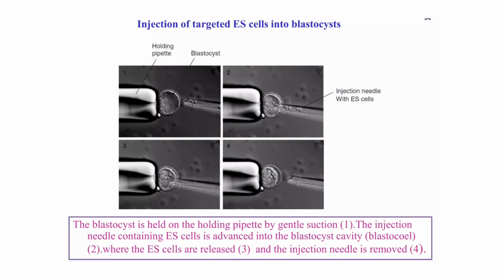This is how the modified embryonic stem cells are injected into the blastocyst. The blastocyst is held on the holding pipette by gentle suction. This is the holding pipette. It has a slight suction pressure that holds your blastocyst in place. The injection needle containing the embryonic stem cells is advanced into the blastocyst cavity. It goes into the cavity, and this is the blastocoel. Here the embryonic stem cells are released. After the cells have gone inside the blastocoel, the needle is then slowly removed.